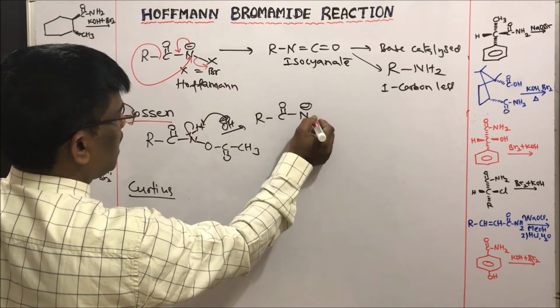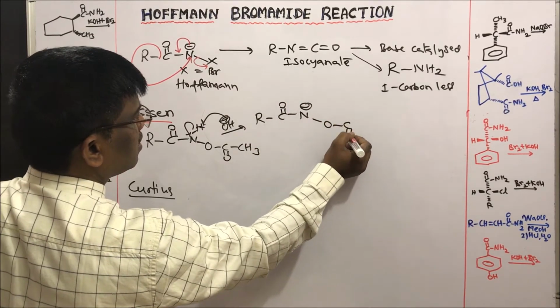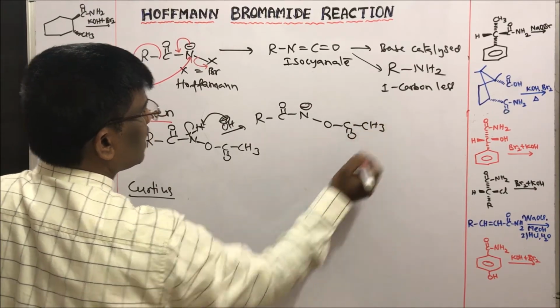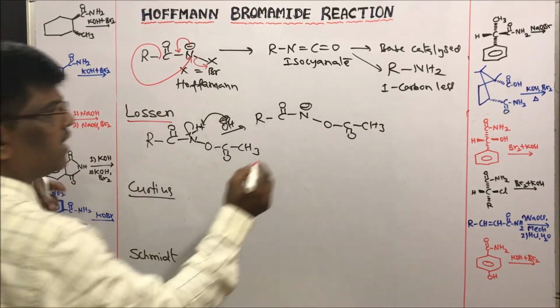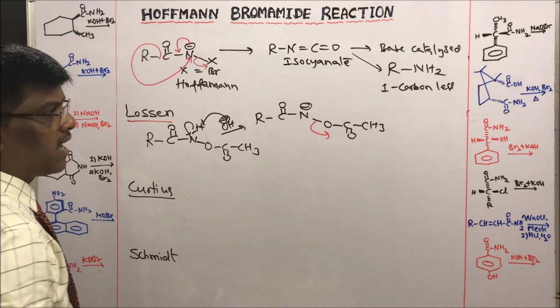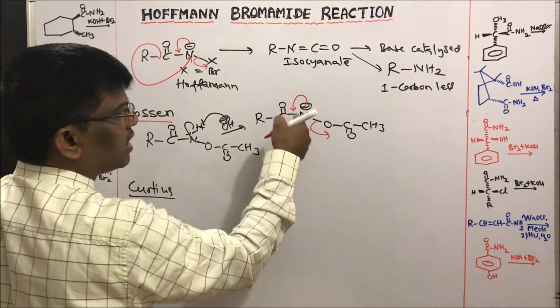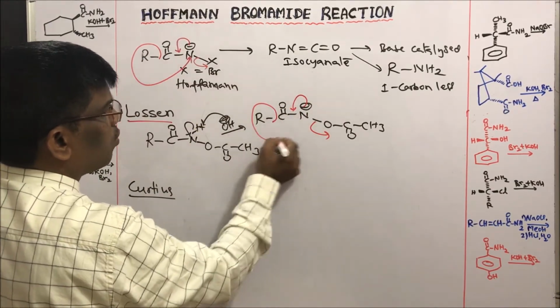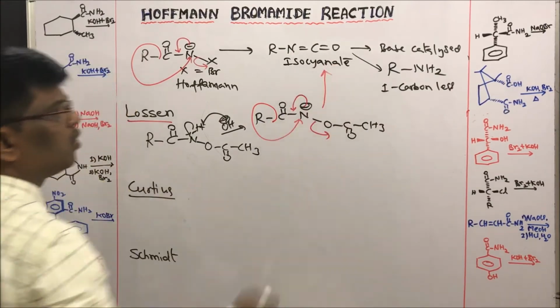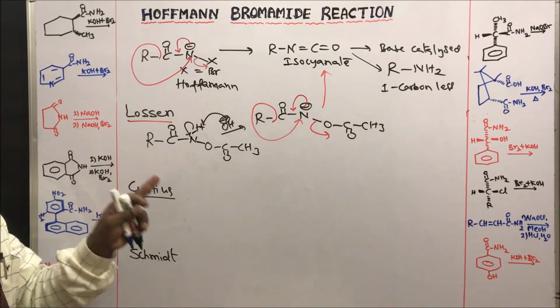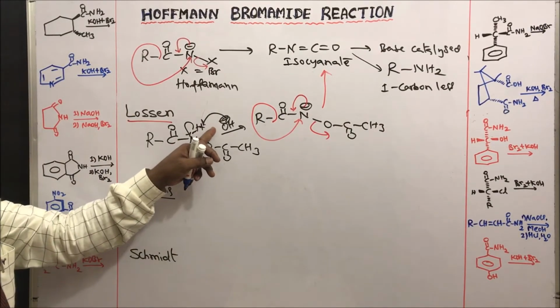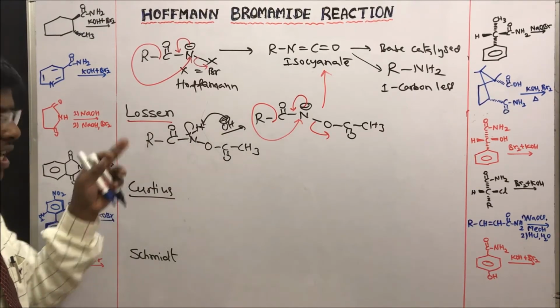RCON, the same intermediate, students, with the OCOCH3 group. Here it is going to go out as acetate ion, the nitrogen anion comes here and the R group is going to migrate to here to give the same isocyanate intermediate. So this is the base catalyzed Lossen reaction.